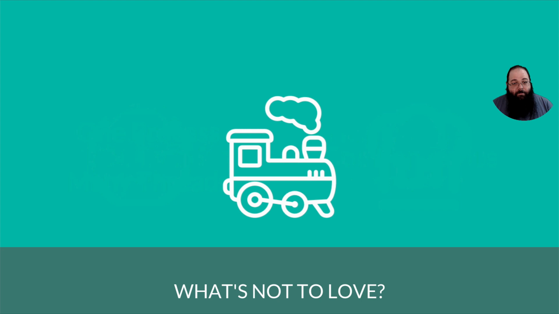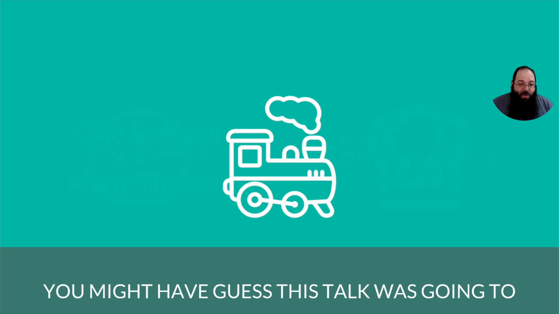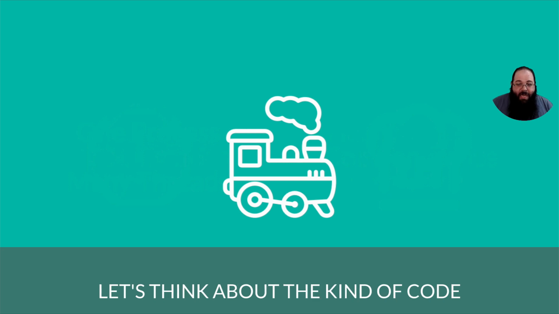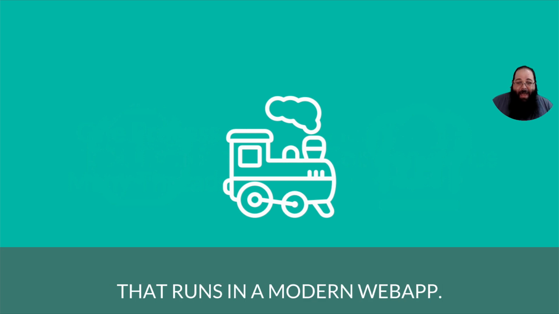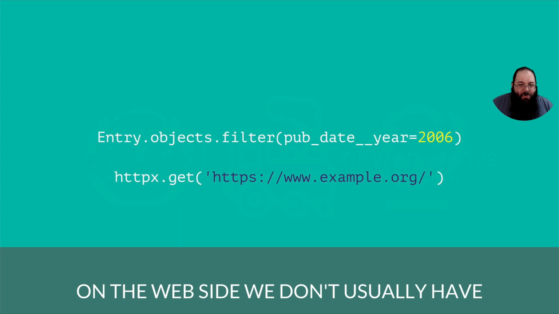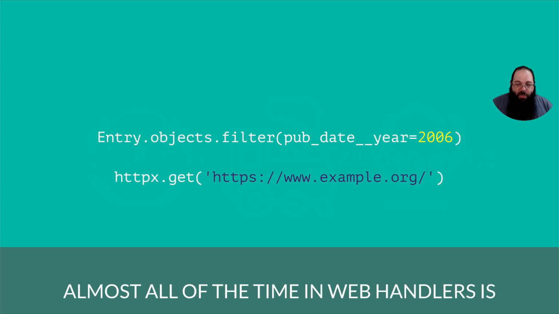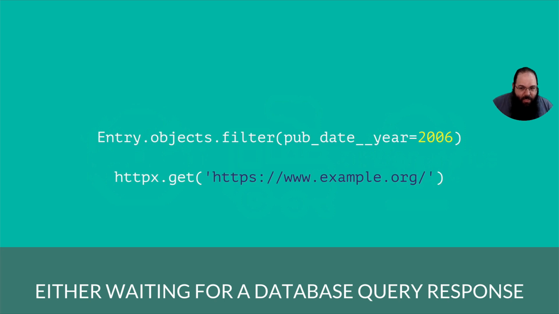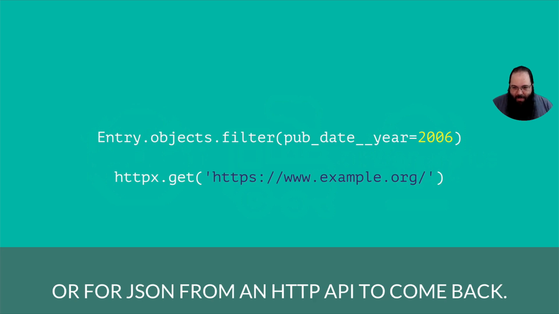What's not to love? You might have guessed that this talk was going to be about threading, or the GIL wouldn't have really been an issue, but now that we're full steam ahead for a threaded server, let's think about the kind of code that runs in a modern web app. On the web side, we don't usually have much CPU-intensive code. Almost all of the time in web handlers is going to be spent blocking on a socket, either waiting for a database query response or for some JSON from an HTTP API to come back.